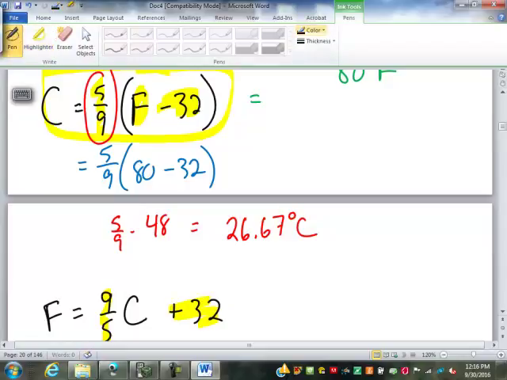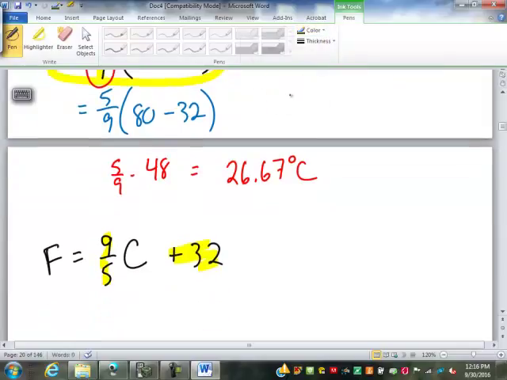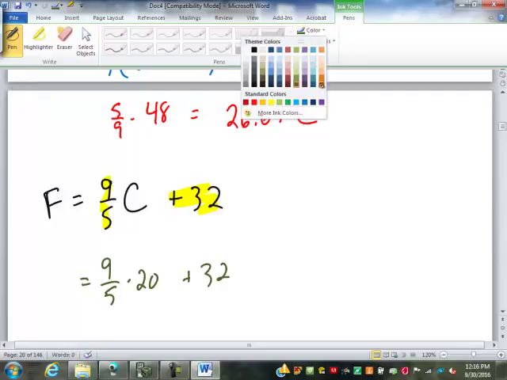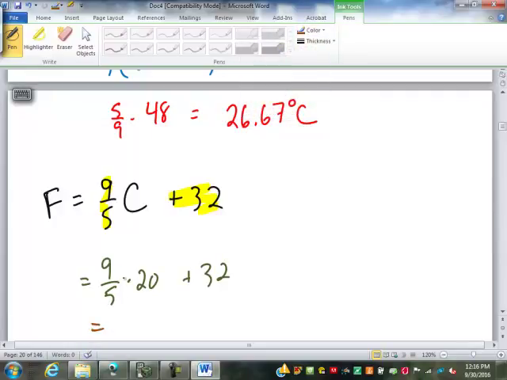So if I have a day that is 20 degrees Celsius, what's that going to be in degrees Fahrenheit? Well, 9/5 times 20 is 36. Plus 32, that is a 68 degree Fahrenheit day. Pretty nice day.